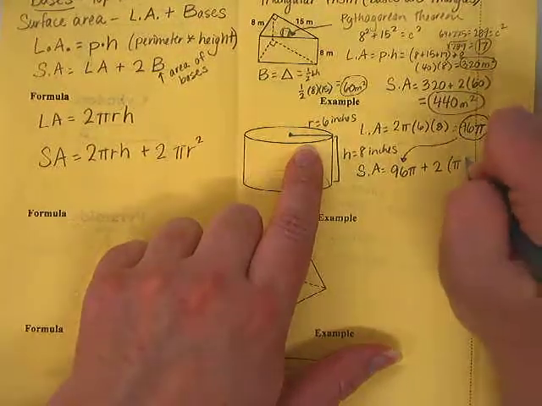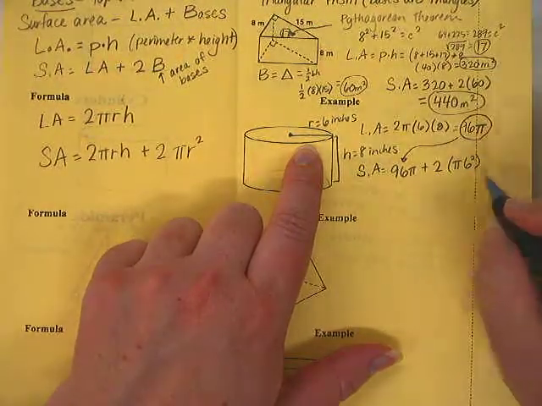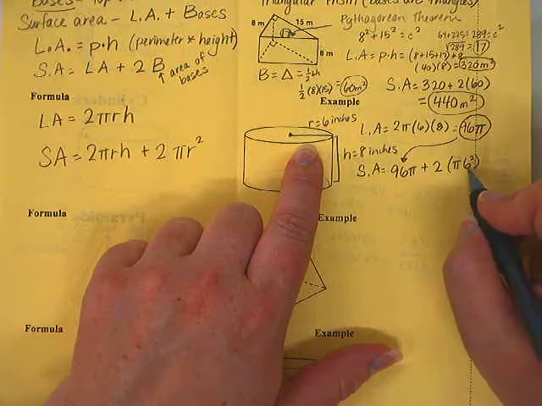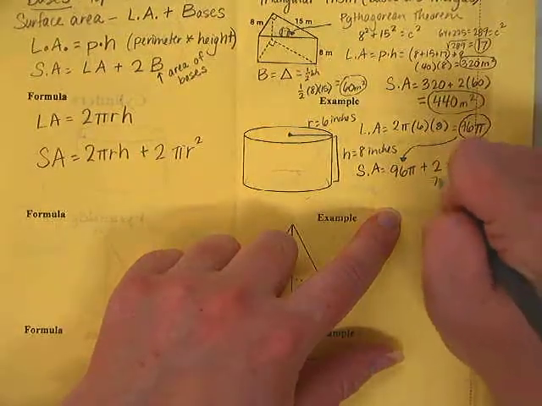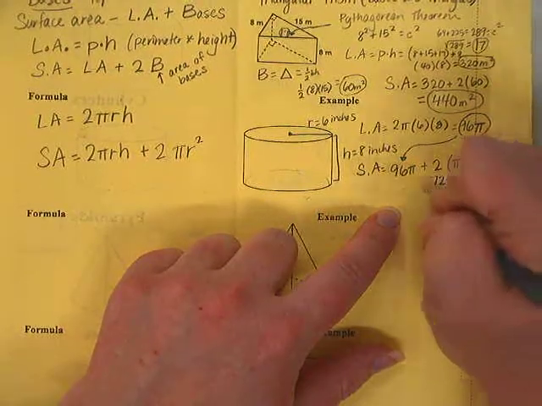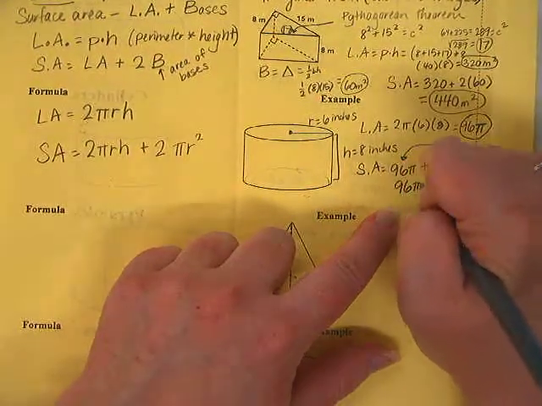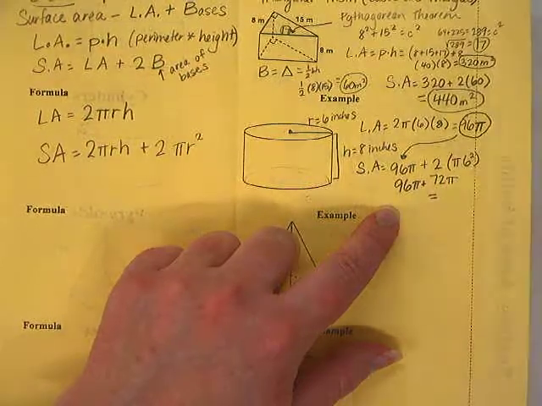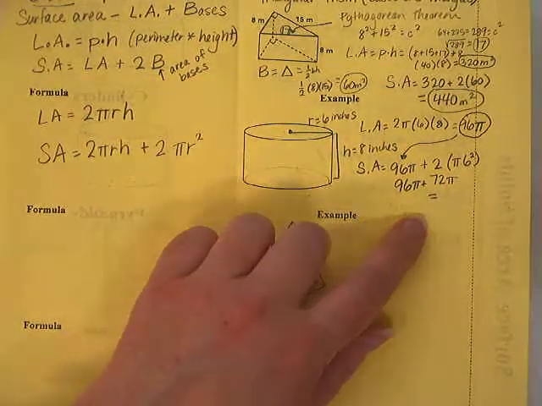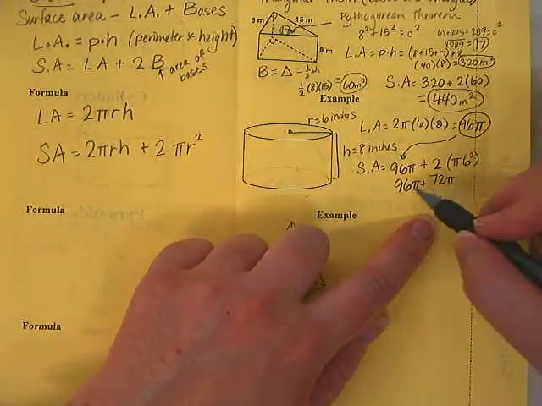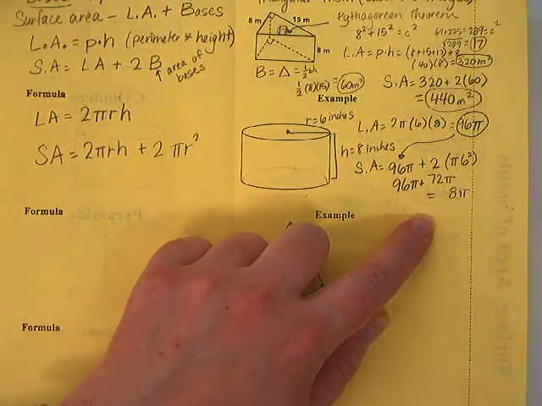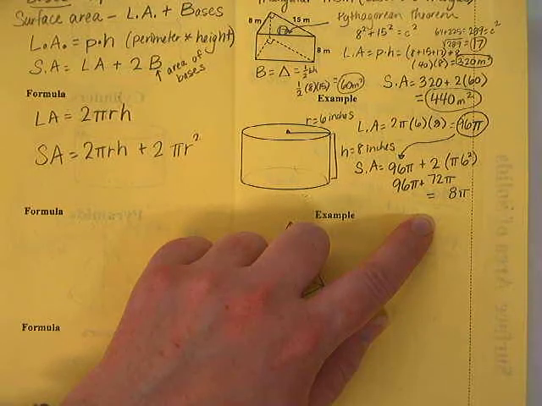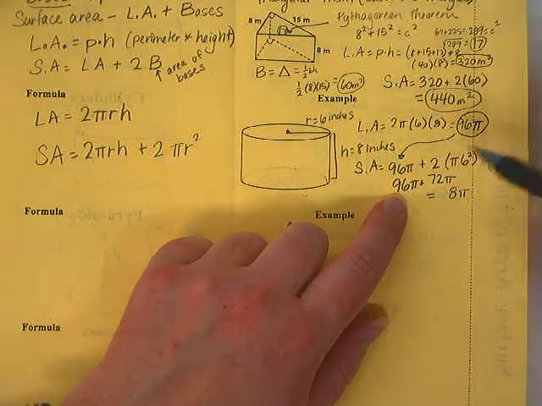Now for the surface area, we can take the lateral area, 96 pi. We don't need to find that twice. And now we can add the two bases. So 2, that's for the two bases, pi, and then r squared. What's r? 6. So 6 squared. So that's going to be 6 times 6 is 36, and then we multiply the 2. So 36 times 2 is 72, and we just leave the pi on the side.